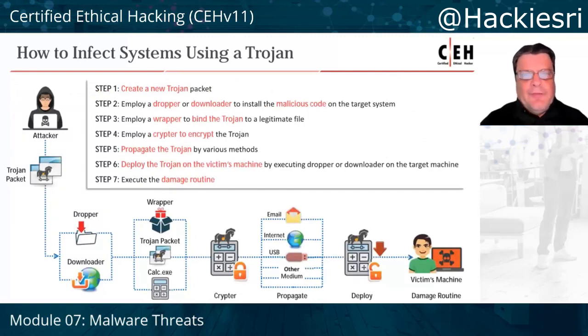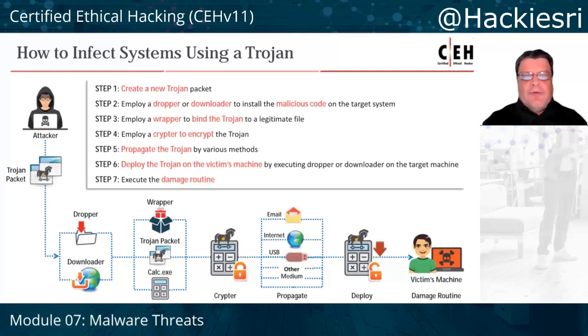How to infect systems using a Trojan. As we see in the diagram above and also the flow chart below that, the first step, of course, is to create a new Trojan packet. Secondly, employ a dropper or a downloader to install the malicious code on the target system. Next, you employ a wrapper to bind the Trojan to a legitimate file. I will go into that in more detail shortly. Employ a crypter to encrypt the Trojan. Again, same idea there, is essentially to obfuscate or spoof.